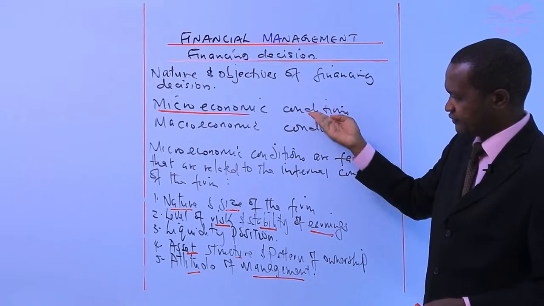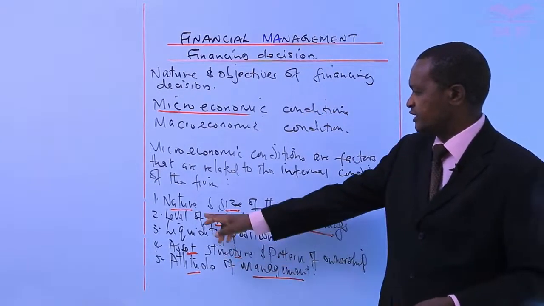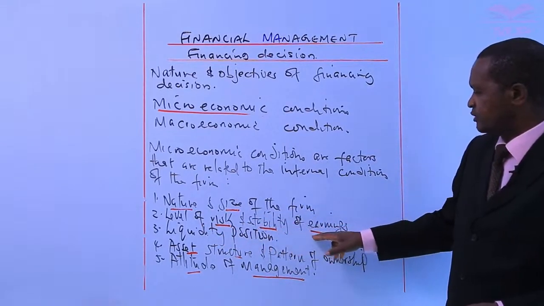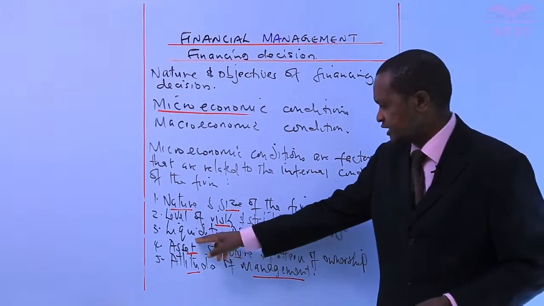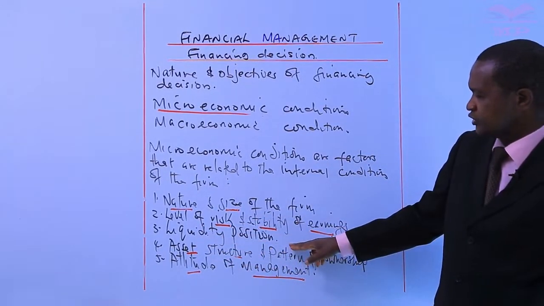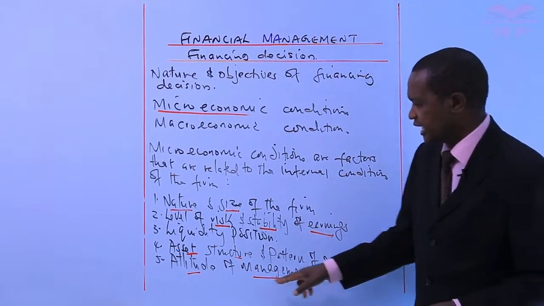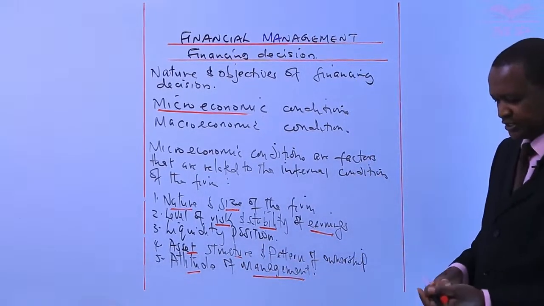We discussed 5 factors. The first one is nature and size of the firm. Number 2, the level of risk and stability of earnings. Number 3, liquidity position. Number 4, asset structure and pattern of ownership. Then lastly, the attitude of management.